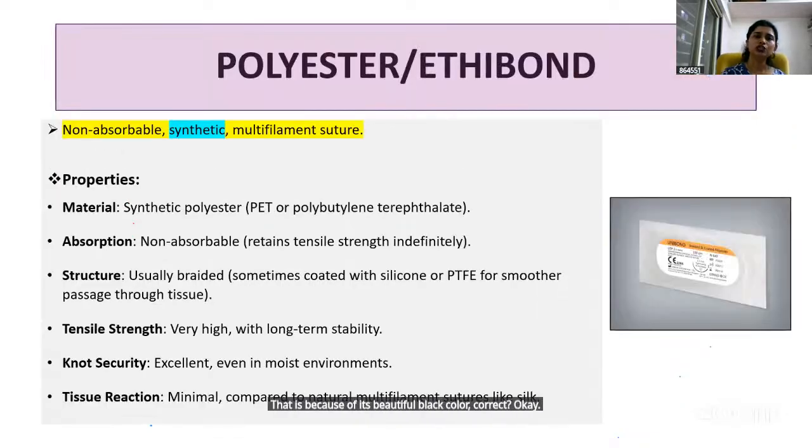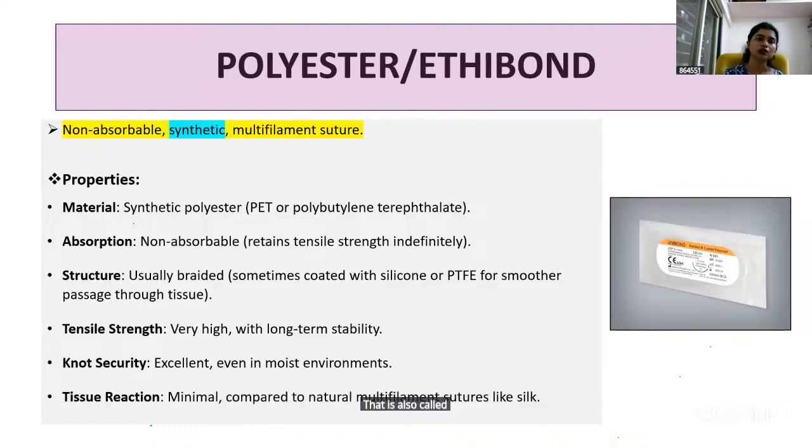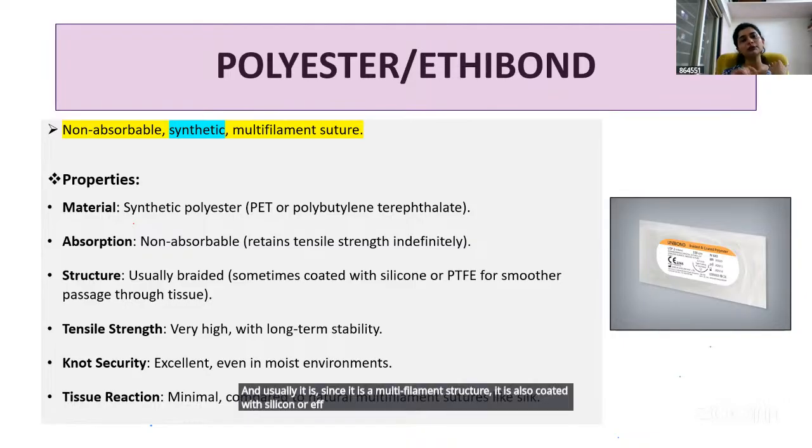Okay, now coming to the next suture, that is polyester suture, that is also called ethibond suture. So it is a non-absorbable synthetic multifilament suture, okay? So the material is what? It is a synthetic polyester, as the name states, right? It is non-absorbable and it is usually available in braided form. And since it is a multifilament suture, it is also coated with silicone or Teflon coating. PTFE is nothing but Teflon coating.